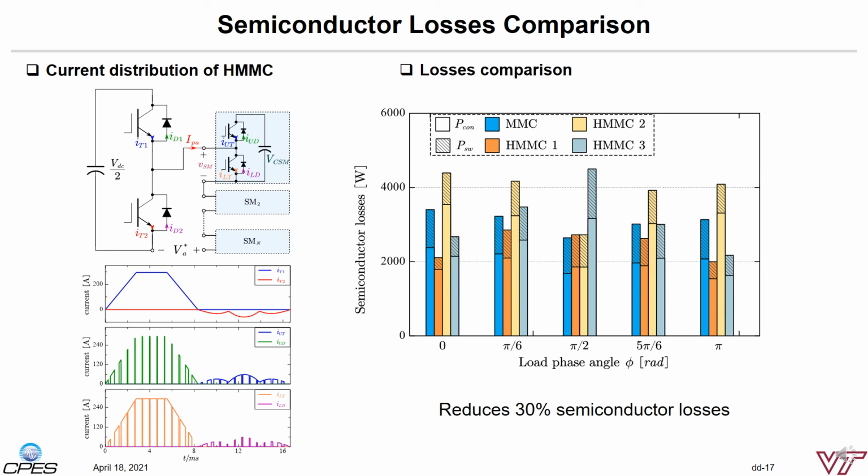Lastly, we'd like to see the power losses. We went over the loss calculation, and the results are shown on this page. Again, as we reduce the total number of devices and use high voltage switches to replace a large number of low voltage switches, we can also capture loss savings in the HMMC solution. If using the HMMC1 to compare with the MMC benchmark, we can remove over 30% of semiconductor losses over the entire operation range. This improves the efficiency and reduces the cooling cost.